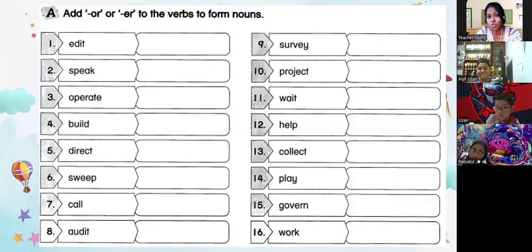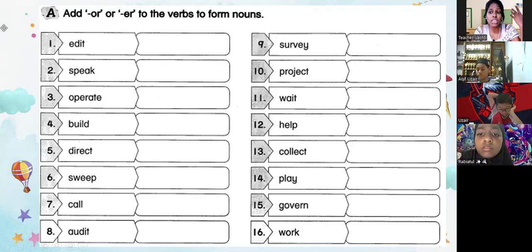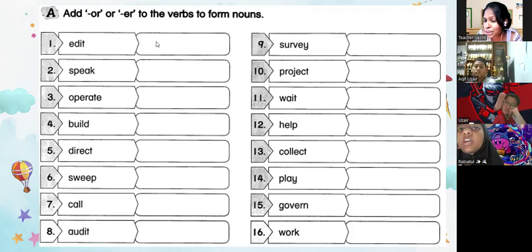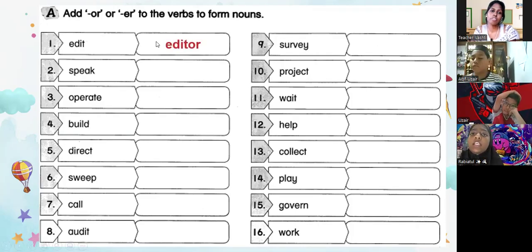All right, now let's try this activity. We have to add OR or ER to the verbs to form nouns. Let's look at edit, E-D-I-T. So it ends with I-T. Editor. So how do I spell editor? Add OR, O-R. Very good.